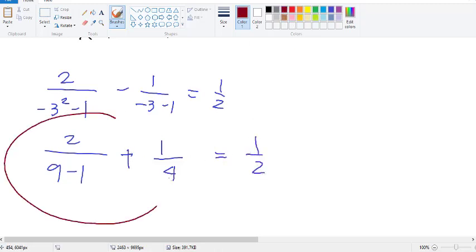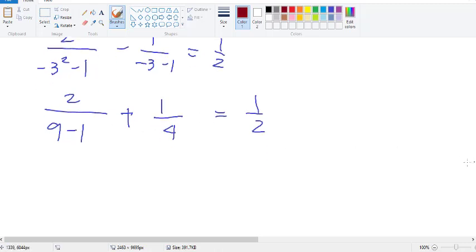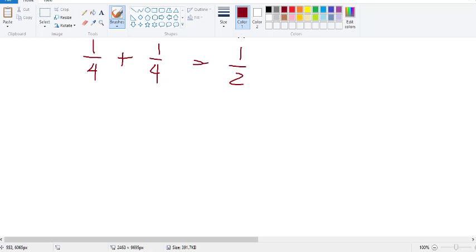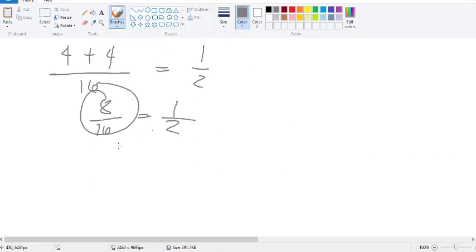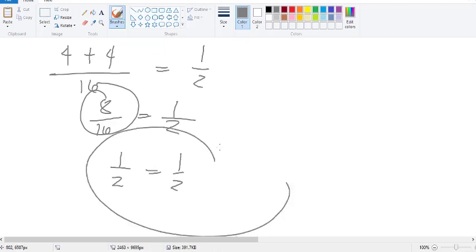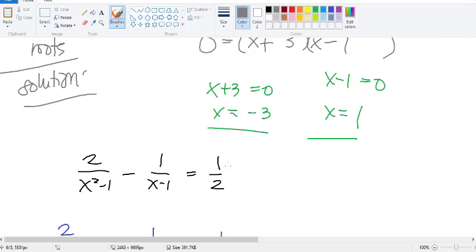Now, we have to simplify this part. Okay, so 2 over 9 minus 1 is 8, no? So 2 over 8 is the same as 1/4. Tama man? Okay, so 1/4 plus 1/4 is equals to 1 half. Okay, so 1/4 plus 1/4, ano nga ba? Cross multiplication lang, no? So 4 plus 4 over 16 is equals to 1 half. 4 plus 4, 8 over 16 is equals to 1 half. Ano ang 8 over 16? It's 1 half. Okay. So, as you can see, indeed, negative 3 is a solution for this function.